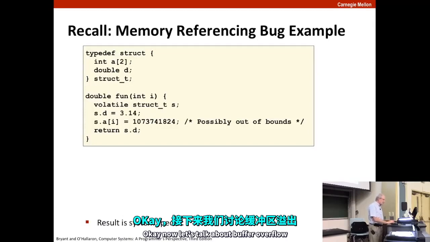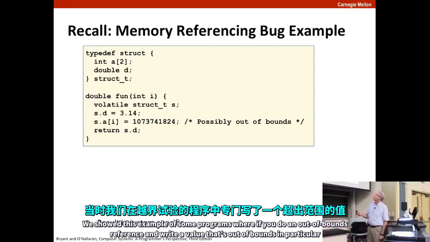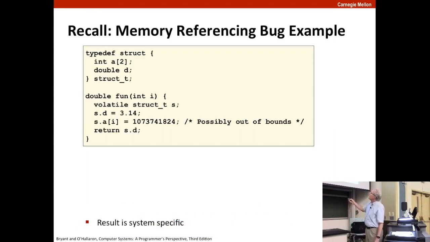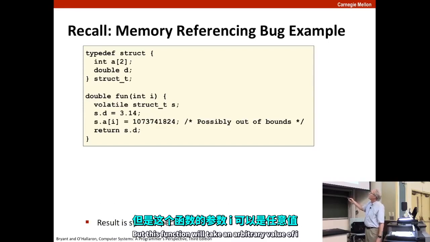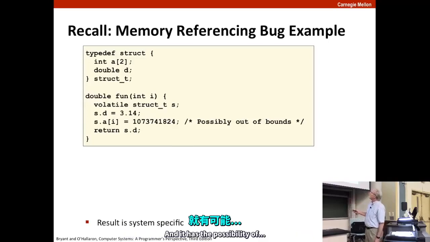Okay, now let's talk about buffer overflow. You remember on the very first class, and I think we might have reviewed this partway along, we showed this example of some programs where you do an out-of-bounds reference and write a value that's out of bounds. In particular, I only have an array of 2 elements here, but this function will take an arbitrary value of I and assign some magic number to element I of the array.